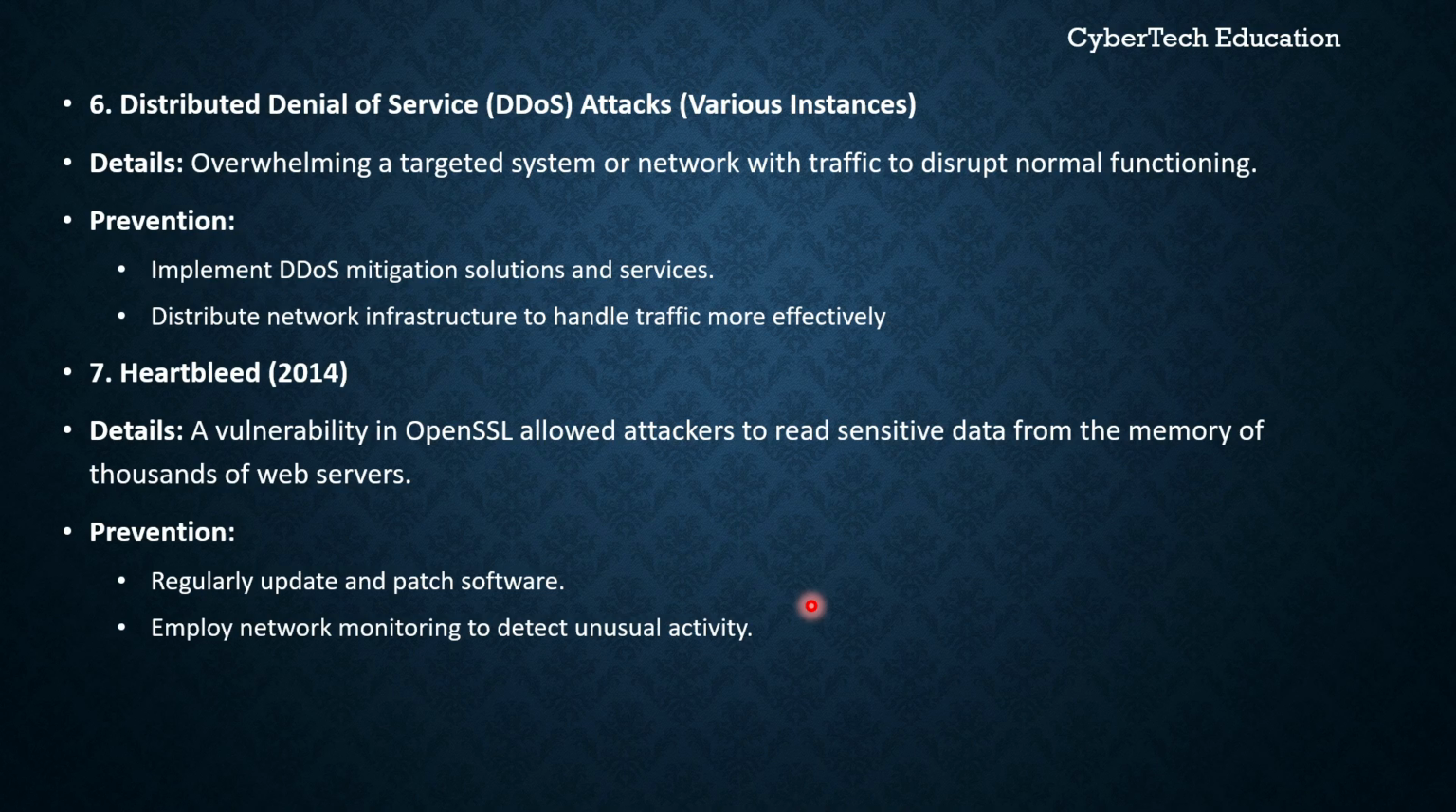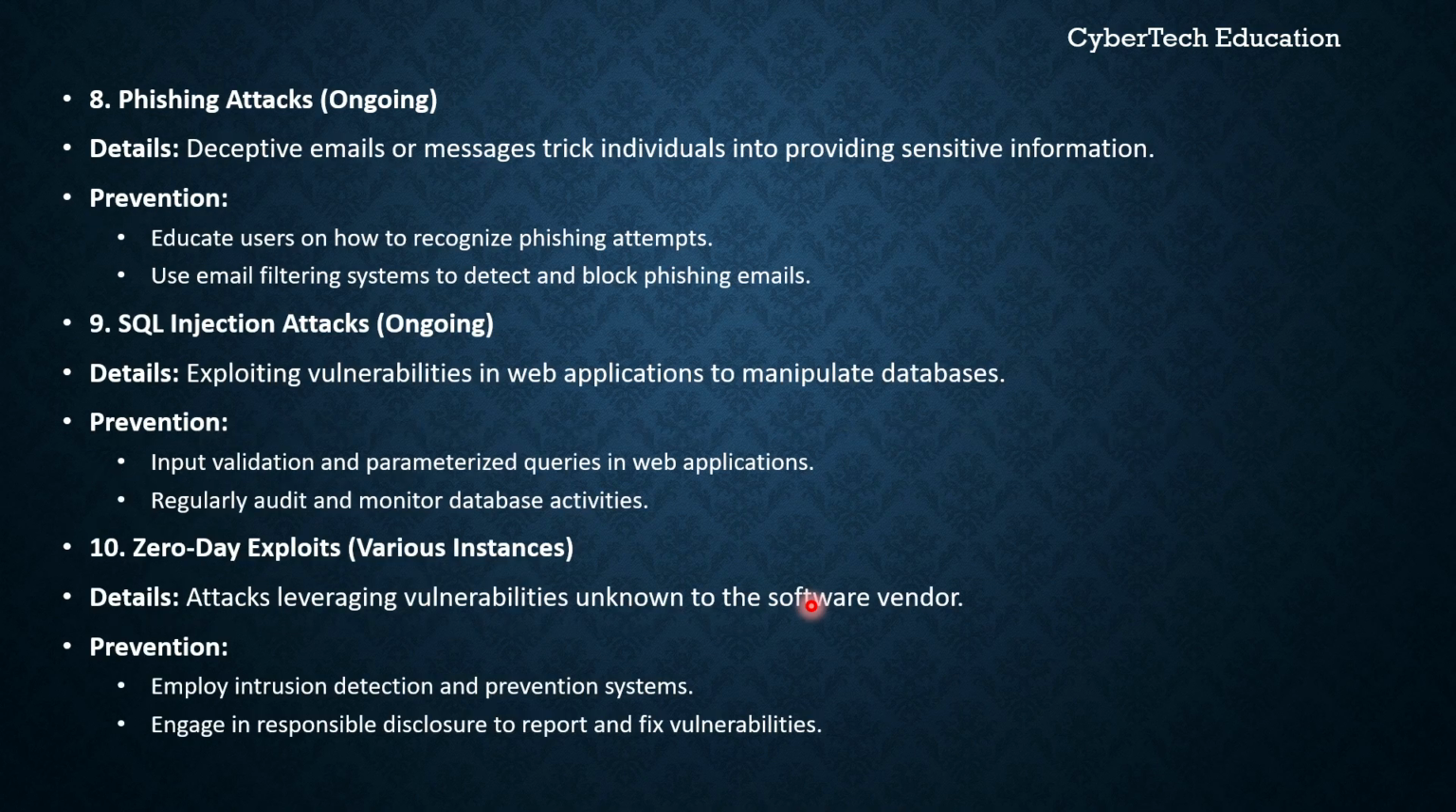Then we have Heartbleed in 2014, where a vulnerability in OpenSSL allowed attackers to read sensitive data from the memory of thousands of web servers. Prevention includes regularly updating and patching software, and employing network monitoring to detect unusual activities.